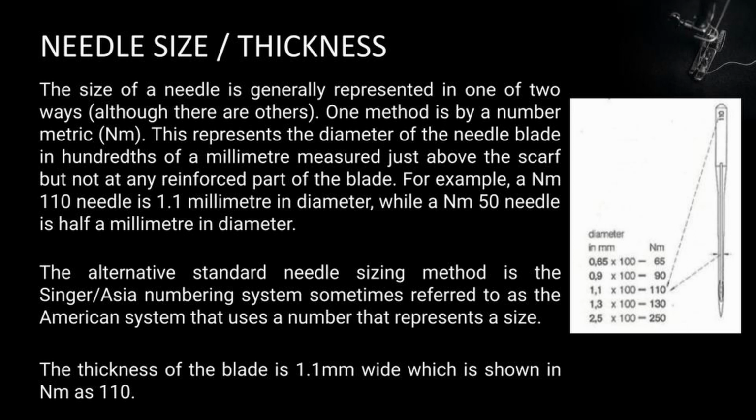For example, an NM110 needle is 1.1 millimeter in diameter, while an NM50 needle is half a millimeter in diameter. The alternative standard needle sizing method is the Asia numbering system, sometimes referred to as the American system, that uses a number to represent the size. The thickness of the blade is 1.1 mm wide, which is shown as NM 110. You can see the chart to understand more detail about this.